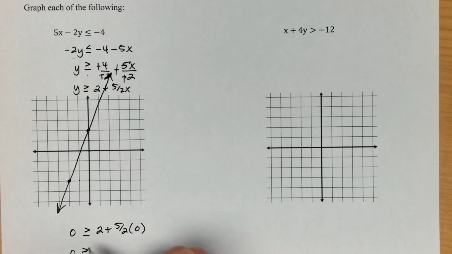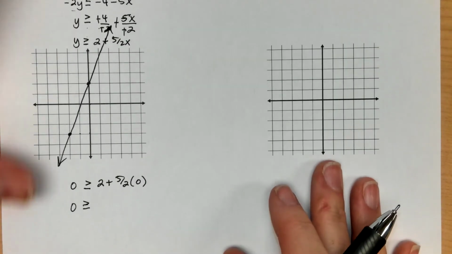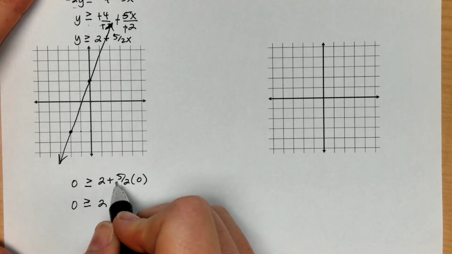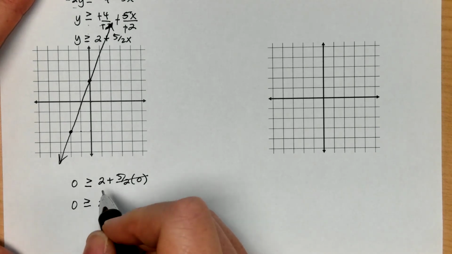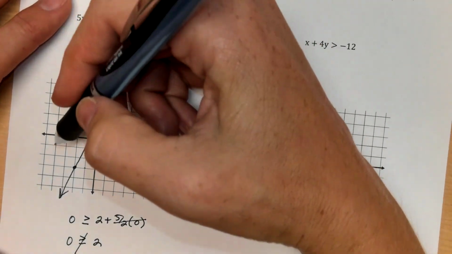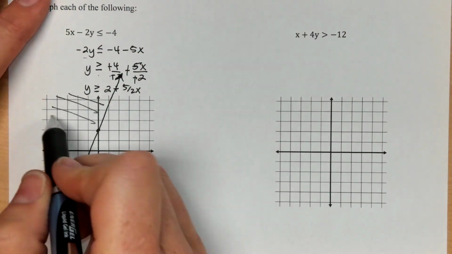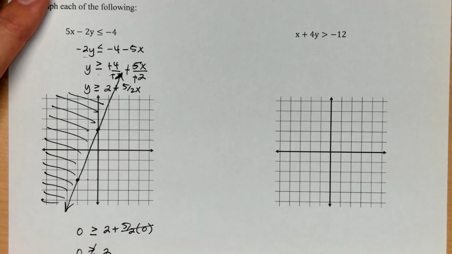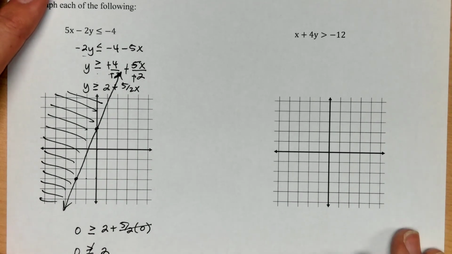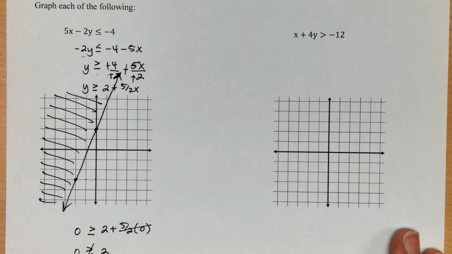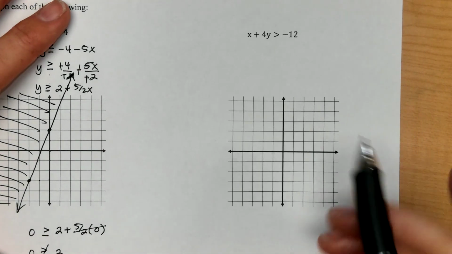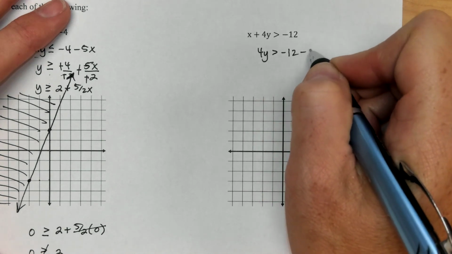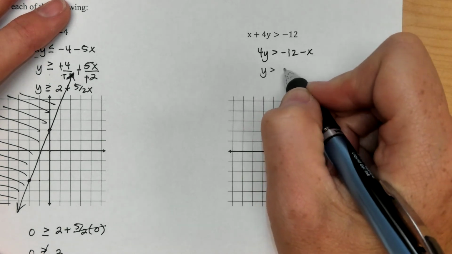So 0 is greater than or equal to 2, and then 5/2 times 0 is 0. So is 0 greater than 2? Nope, it is not. So I need to shade on the other side. I can't shade on the side that includes 0, 0 because 0, 0 didn't work. So when you do your test point, if it works, shade on the side with the point, and if it doesn't, shade away. Last one, we'll move the x over and then divide by 4.